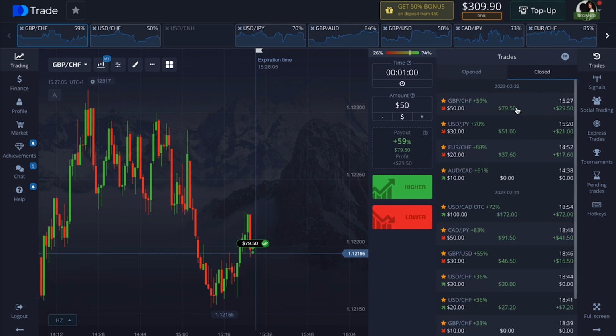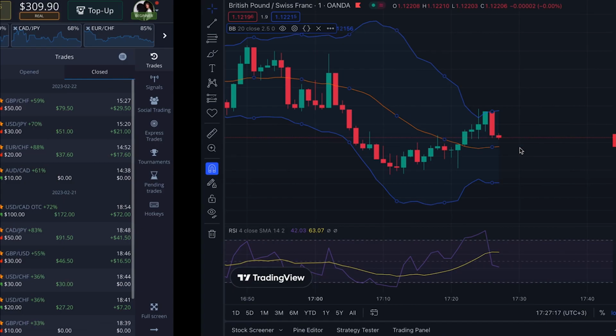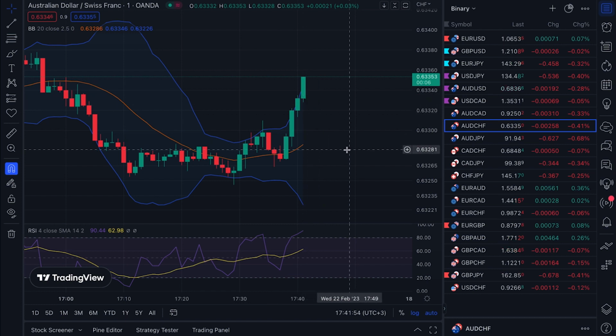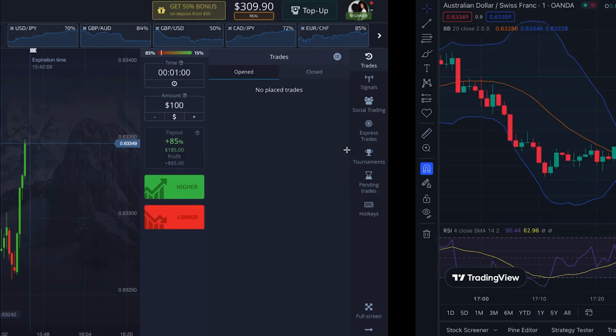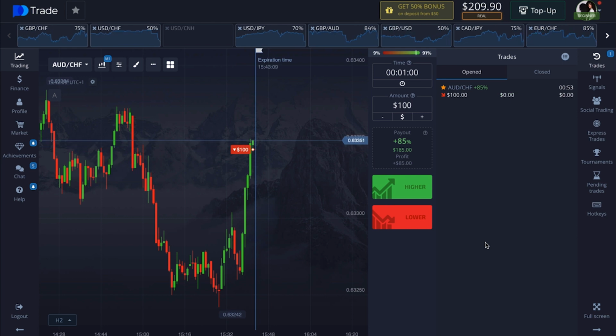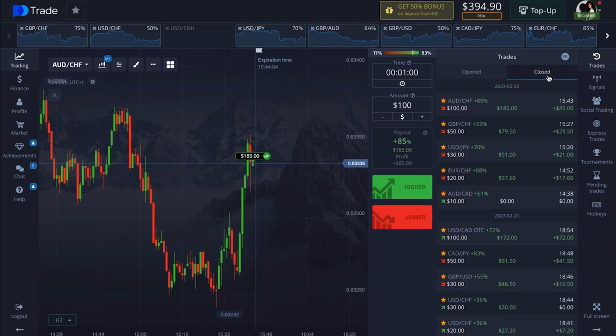I plan to raise the transaction price further as we are engaged in accelerating the deposit. I think $100 will be quite enough, and we see what's next. Here I also see a good opportunity for opening a deal. The RSI level is above 80 and the price is fixed above the upper limit of Bollinger Bands. It's possible to open a downgrade trade for 1 minute. Great, another deal has gone successful.